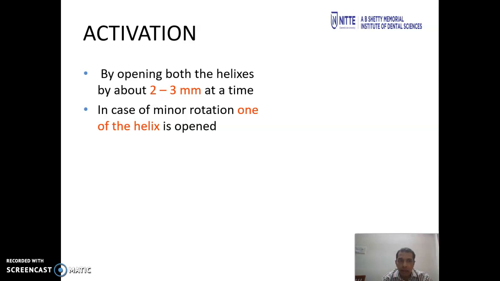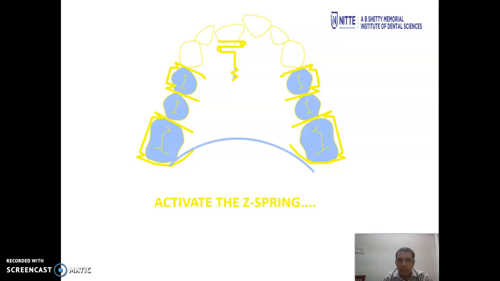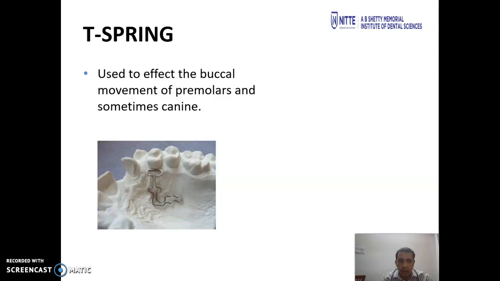It is activated by about 2 mm at a time, and in case of minor rotation, only one of the helices is opened. When we want labiolingual tooth movement, or labial tooth movement to be more precise, both the helices are activated. And this is how the Z spring is activated. You can see this picture. The tooth moves labially.